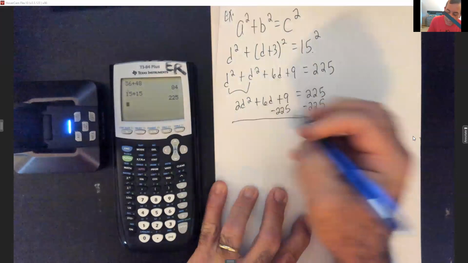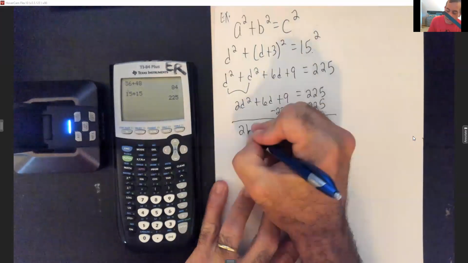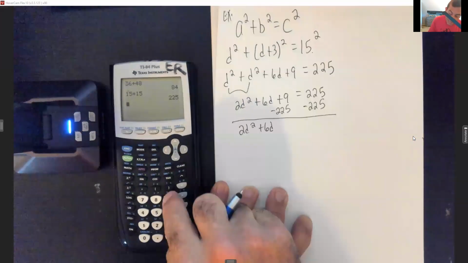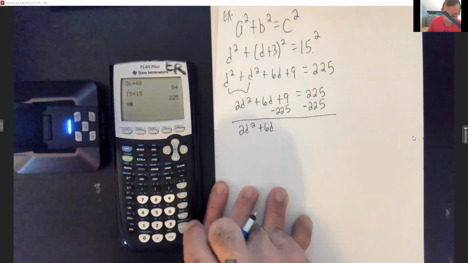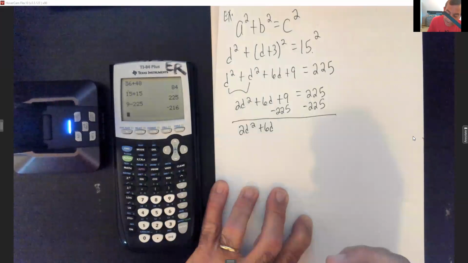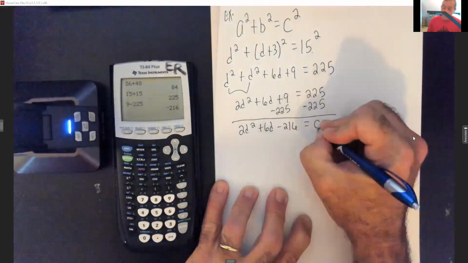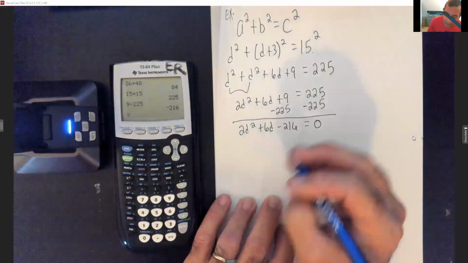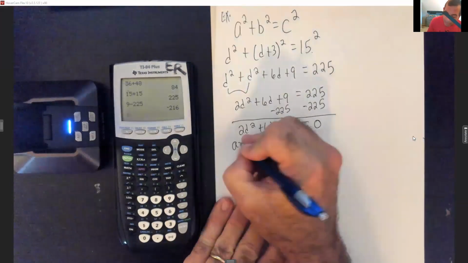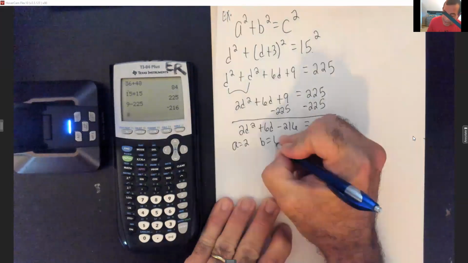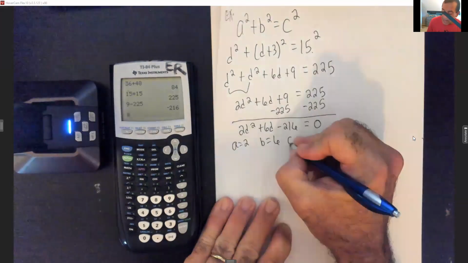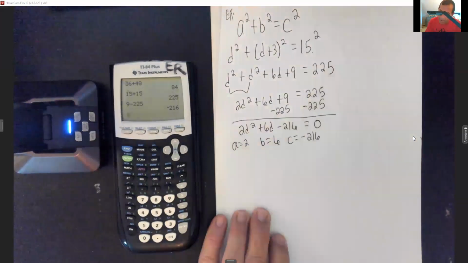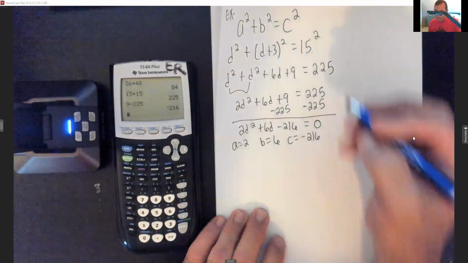So now we got 2D squared plus 6D, 9 minus our 225 will give me a negative 216 equal to my 0. Now let's do the quad with A equals 2, B equals 6, and C equals a negative 216. So everything should work now. I just forgot to square that thing a while ago.